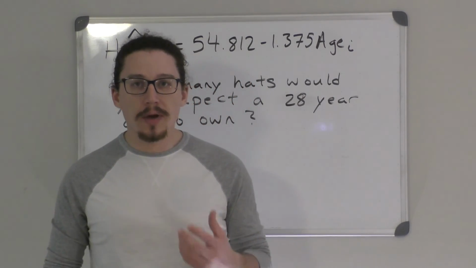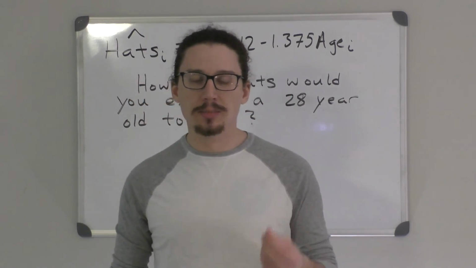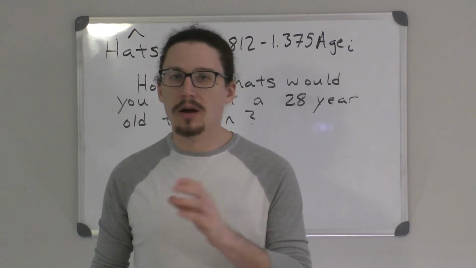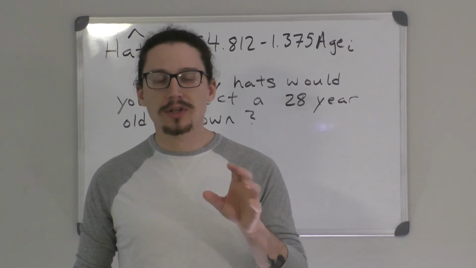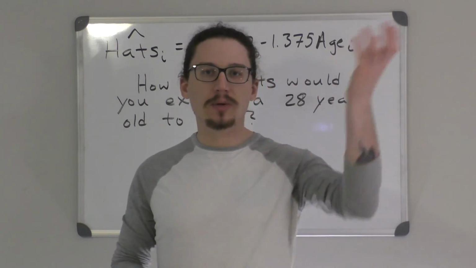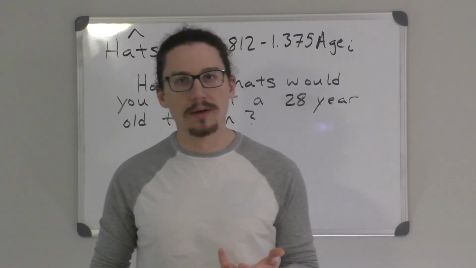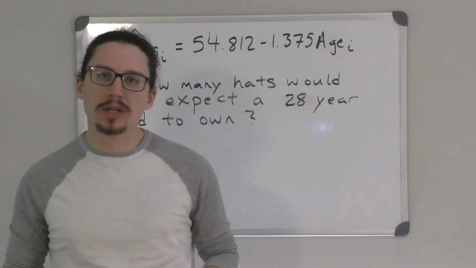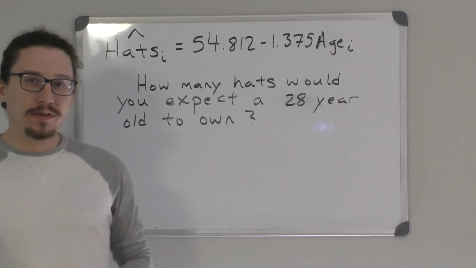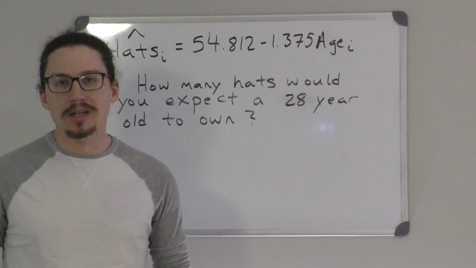As we mentioned earlier, the main purpose of regression equations, regression models, is to allow us to predict the dependent variable. We want to gather data, calculate our B naught and our B1, and then plug other data into that. If we just know X, then we can find out Y using this equation. So let's look at how we're going to do that. Here we've got the regression equation that we just calculated: hats-hat sub i equals 54.812 minus 1.375 times age sub i.